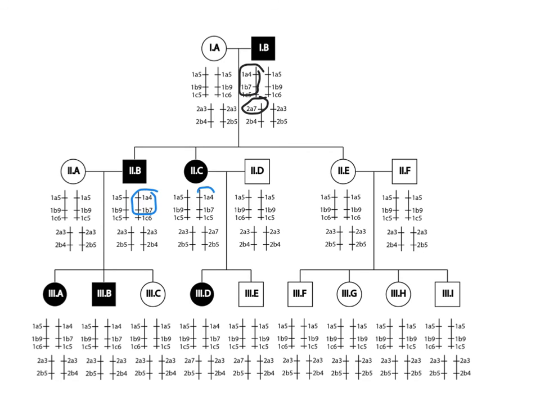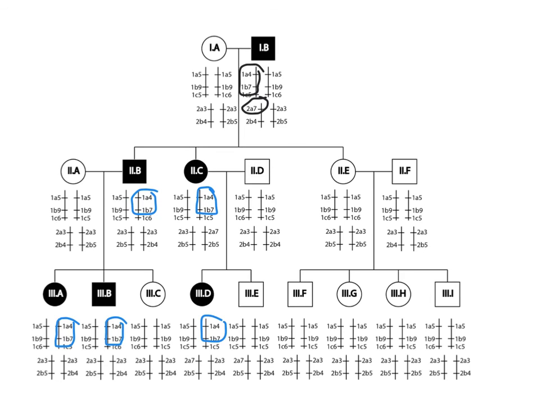So every individual that has this disease has inherited from grandpa in this bottom generation 1A4 and 1B7. Is there anybody who's unaffected? Now we can look at the empty squares. Is there anybody who's unaffected that has 1A4 or 1B7?